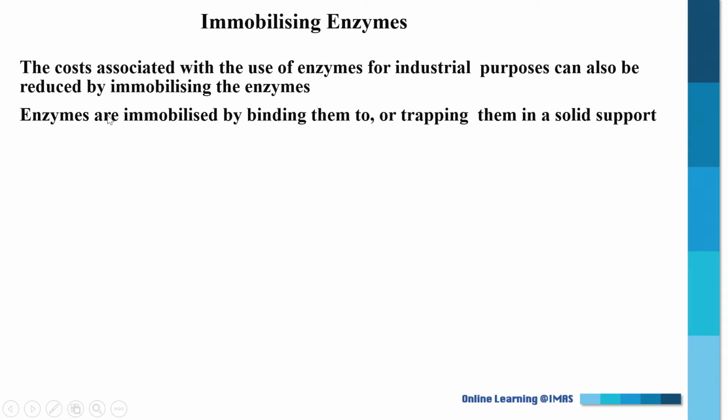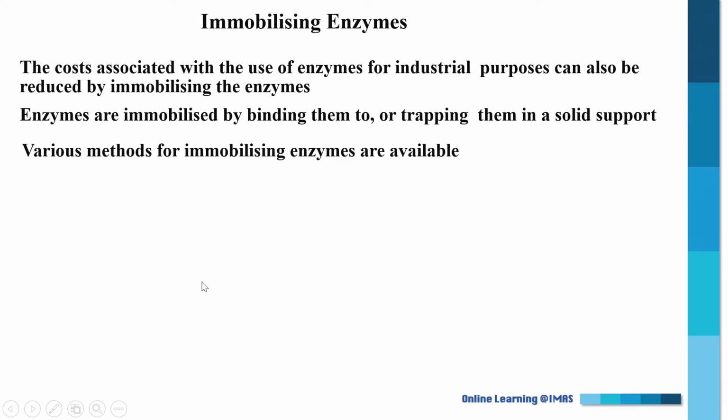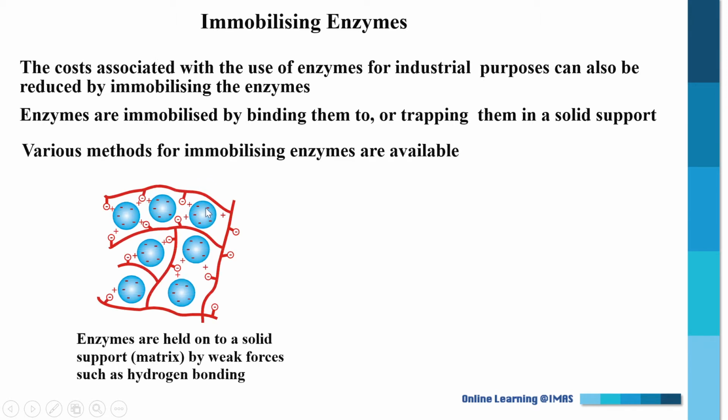Immobilizing the enzyme is actually by binding them or trapping them in a solid support. Let's say I have produced my enzyme for a certain purpose. Let's say the round circle here is my enzyme. I need to use it, but I want to reuse it, so I don't have to buy the enzyme every time. This will save me cost. If I find a way to reuse my enzyme, I will make more profit.